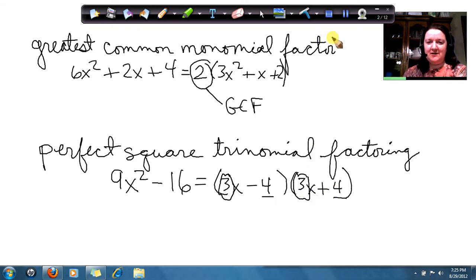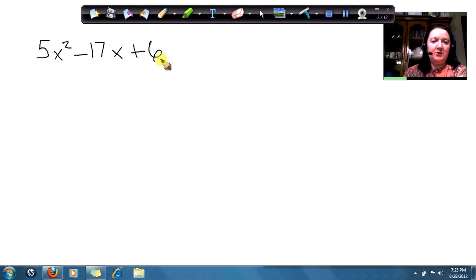Now let's look at the first example for today. Here we want to be able to factor 5x squared minus 17x plus 6. Now, we've been dealing with things that had a coefficient of 1. Well, now we have a coefficient of 5. So I actually have to think about the factors of 5 and the factors of 6 and what I would get from my outside and inside terms in order to get a negative 17.